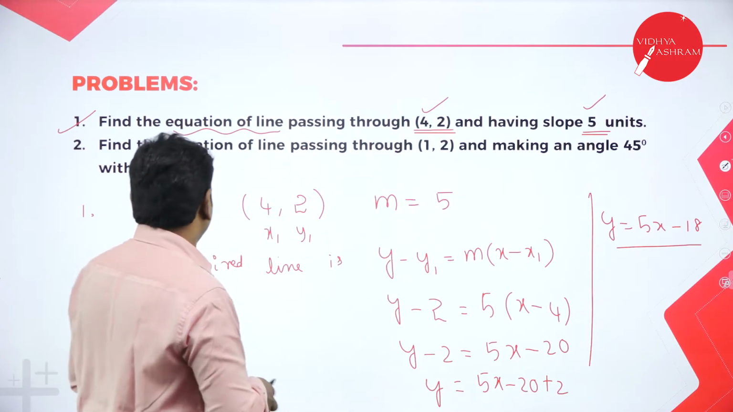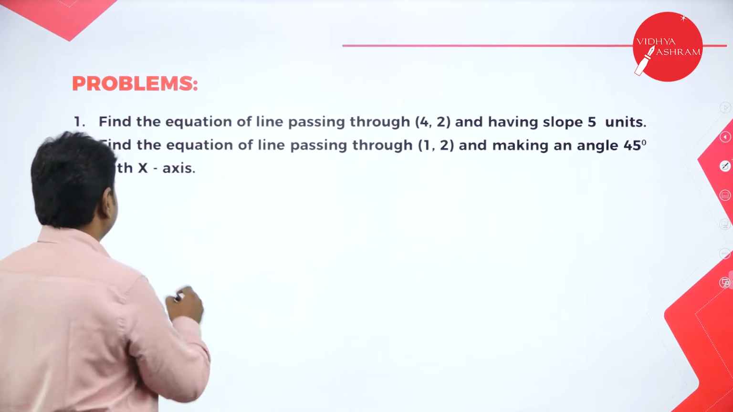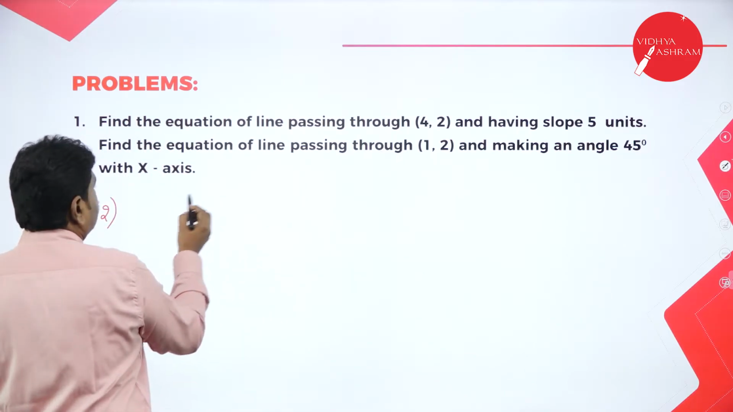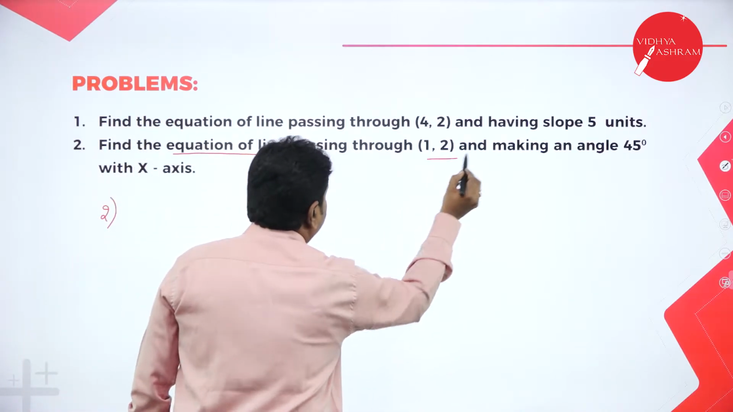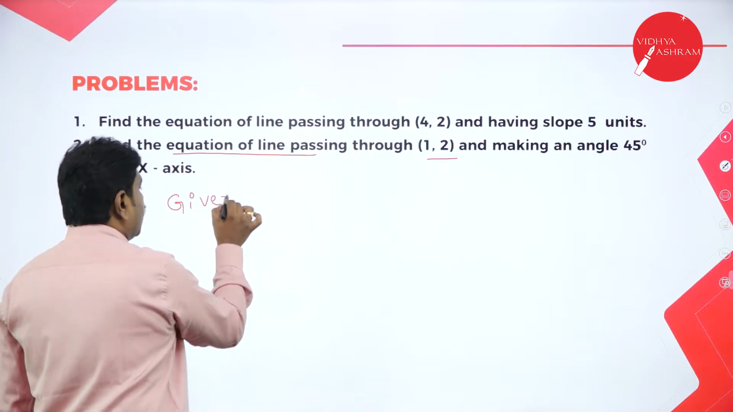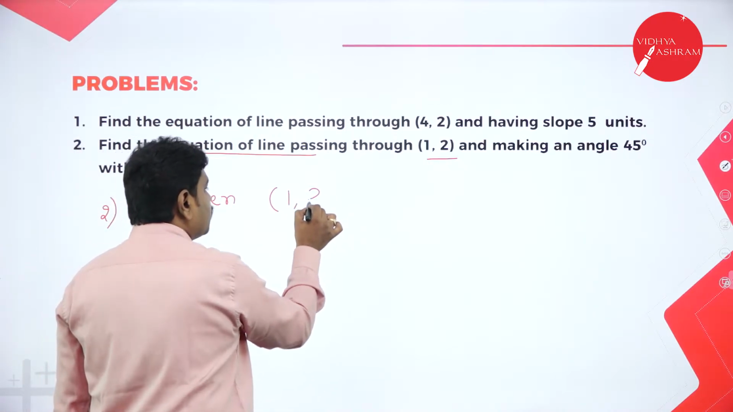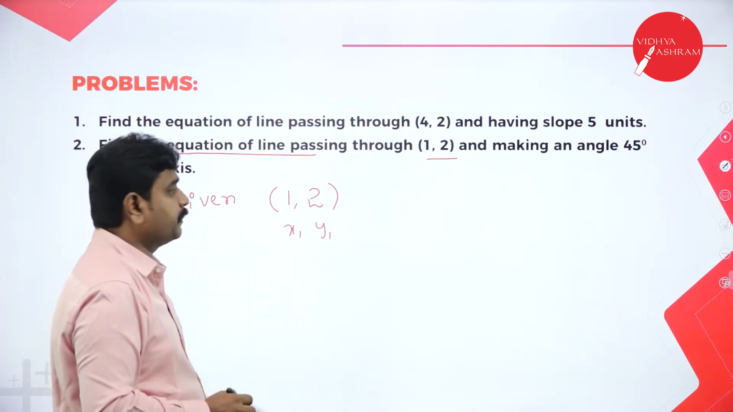Now I'll go to the next question. So second question, again write what is given. Question 2. Find the equation of line. They want you to find the equation. Passes through (1, 2). They told one point. They have given a point on the line. A point on the line is always symbolized as x1, y1. Known point or given point is x1, y1.